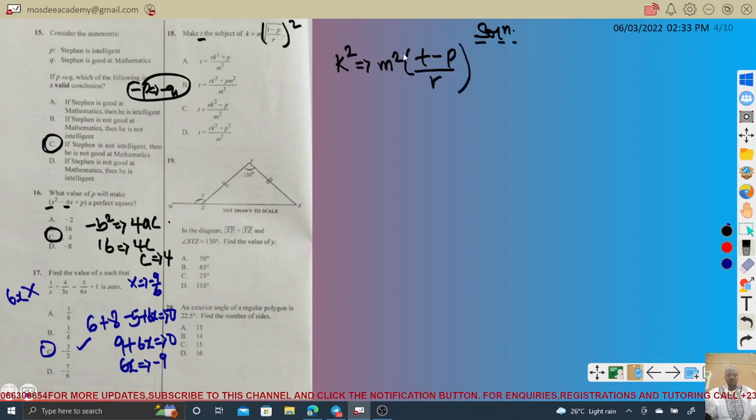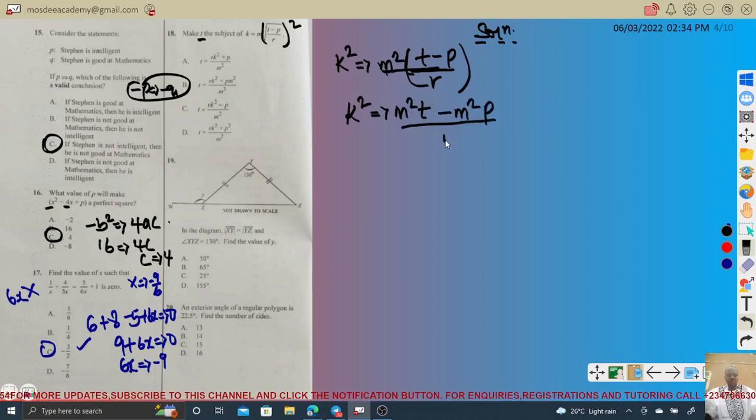I hope you understand. So just cross multiply. This is k squared is equal to, you may not even cross multiply if you don't want to, but you have to do that. Everything here is over r. Please note that. So this is m squared t, or t squared m. I just like writing m before that, minus m squared p over r. We can cross multiply again. Continuation here: k squared r is equal to m squared t minus m squared p.